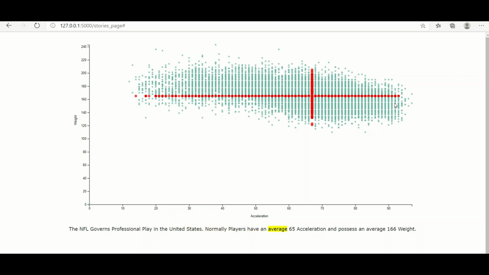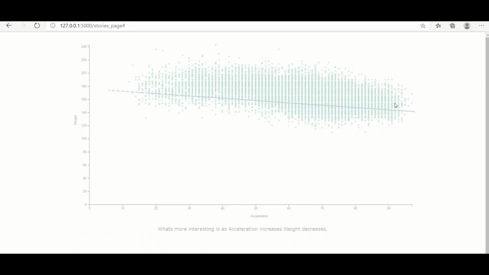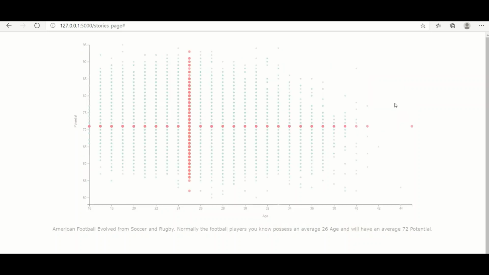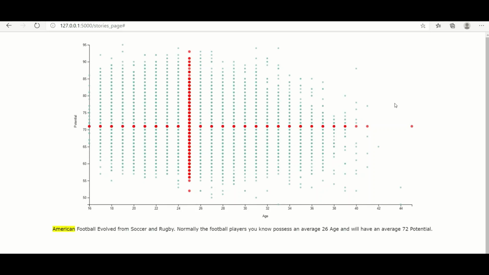Normally players have an average 65 acceleration and possess an average 166 weight. What's more interesting is as acceleration increases, weight decreases. But there are some odd players with 16.0 acceleration that have a surprising 170 weight. Strange, right? S. Abdullahi and R. Duffy belong to that category. American football evolved from soccer and rugby.